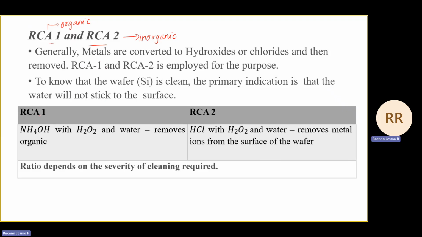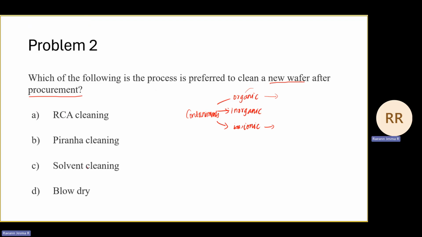In the case of RCA1 cleaning, we have NH4OH, ammonium hydroxide, with H2O2 and water. Then for RCA2 cleaning, we have HCl with H2O2 and water. So first we do RCA1 cleaning, then on the same wafer we do RCA2 cleaning. This can then be followed by an HF dip if required. Both RCA1 and RCA2 can be done at higher temperature, and the ratio will depend on how vigorous we want the cleaning to be. Then the third option that we see here is solvent cleaning.